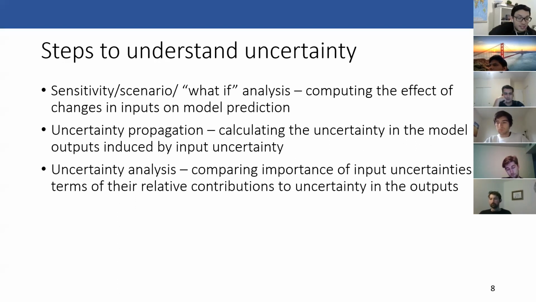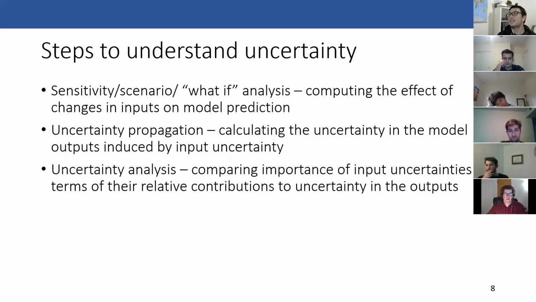Uncertainty propagation is calculating the uncertainty in the model outputs that results from your input uncertainty. This is closely tied to the first one. And then there's this broader uncertainty analysis, which compares the importance of input uncertainties in terms of their relative contributions to uncertainty in the outputs. This broader example is one way in which you can look at the distribution of outcomes that follows from individual variable uncertainties.